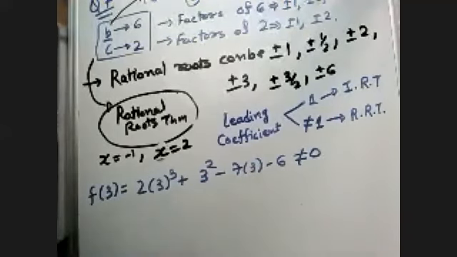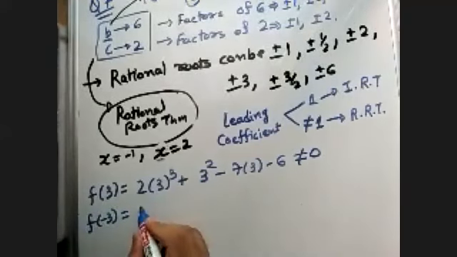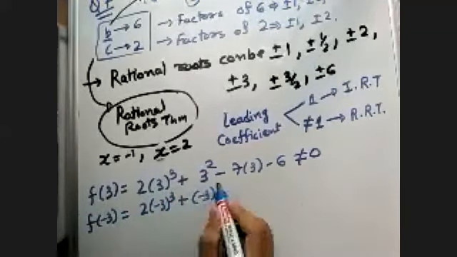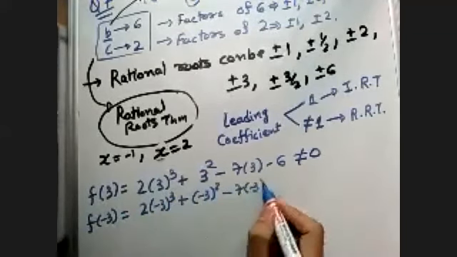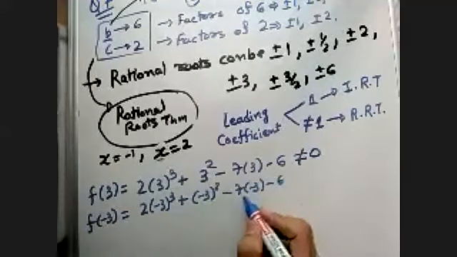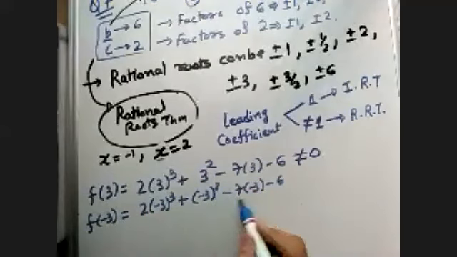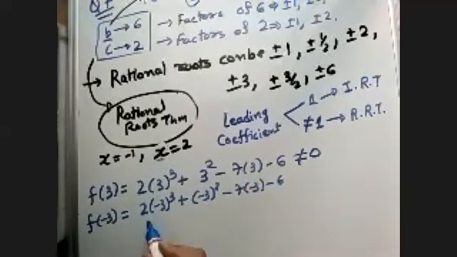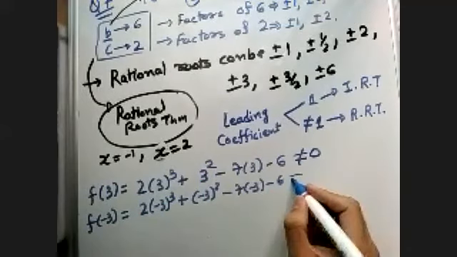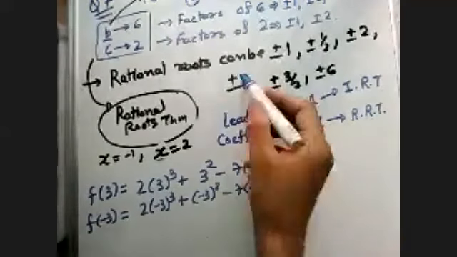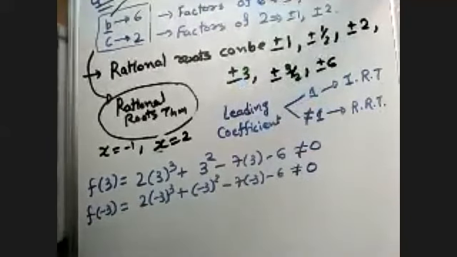And if we'll check for minus 3, it will become negative, it will become positive. So 7 3s are 21 positive, and this 3 square 9, 21 and 9 is 30, and definitely this is 60, so it is also not equal to 0. So for both f of 3 and f of minus 3, it is not equal to 0. Now let us check for 3 by 2.